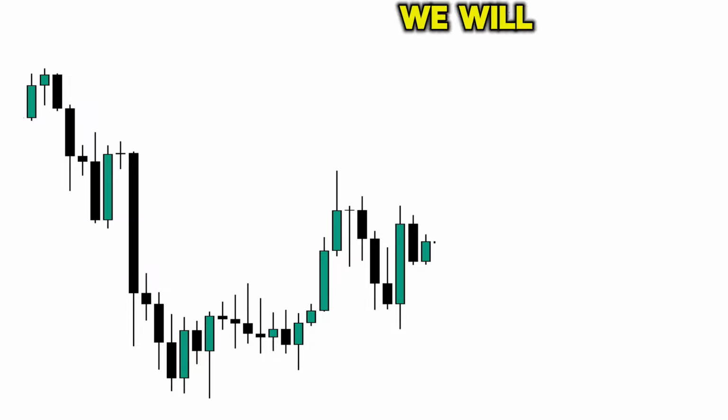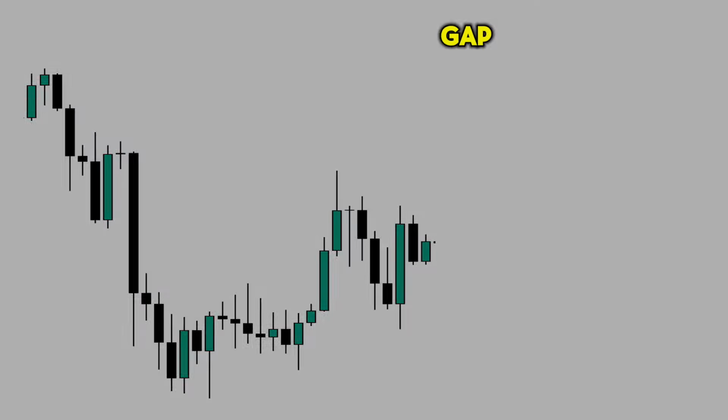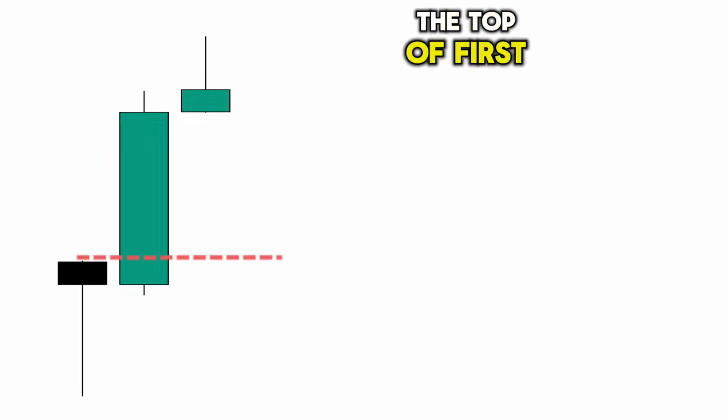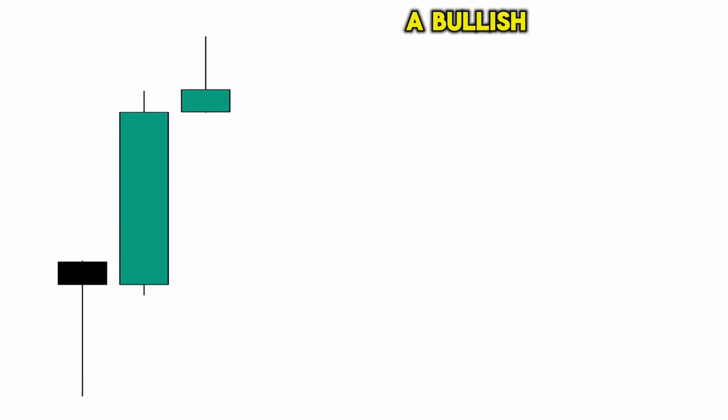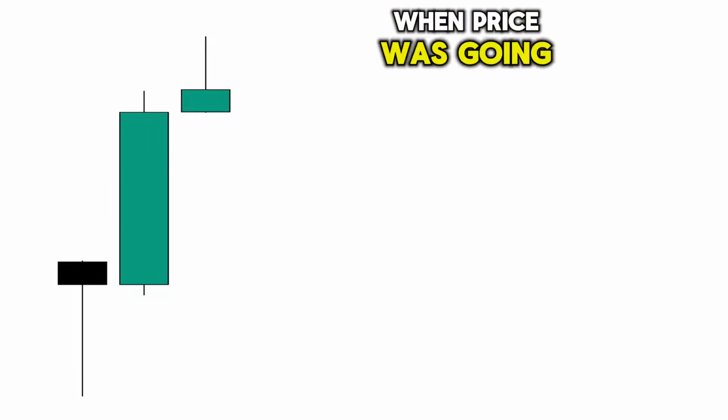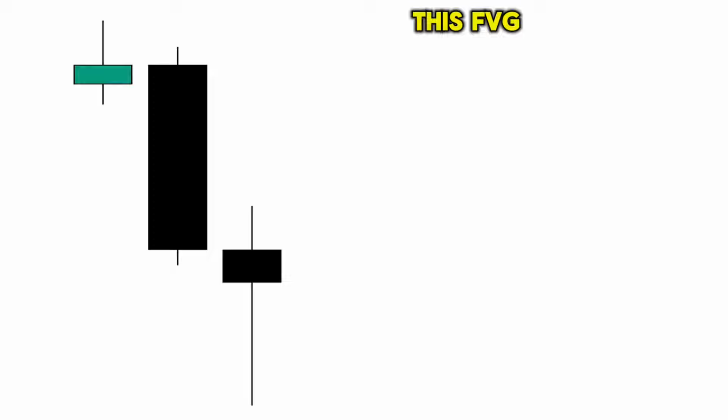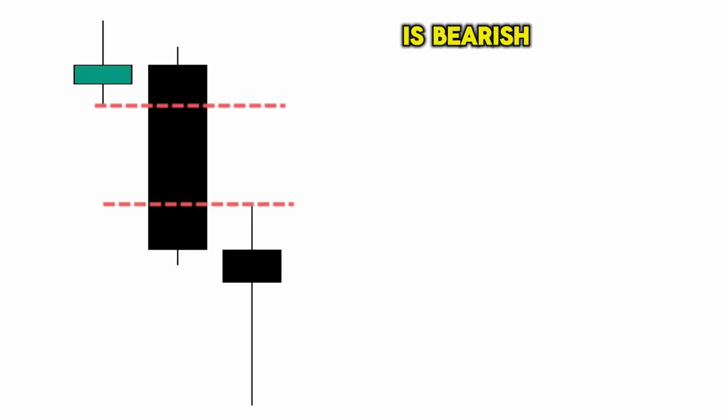So the first thing is we will look for a specific fair value gap. I am saying specific because there are of course many types of these gaps, but we are gonna look for a specific one. If you have 3 candles, then fair value gap is the gap between the top of first candle and the bottom of the third candle, as you guys can see in this picture. This one is called a bullish gap because it is formed when price was going up. This FVG that you are seeing right now is bearish as it is formed when price was going down.